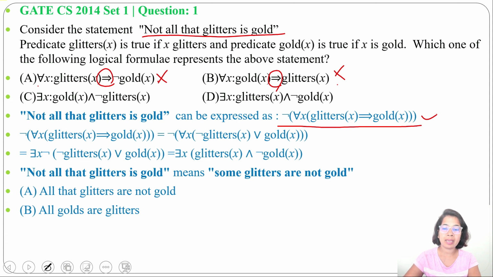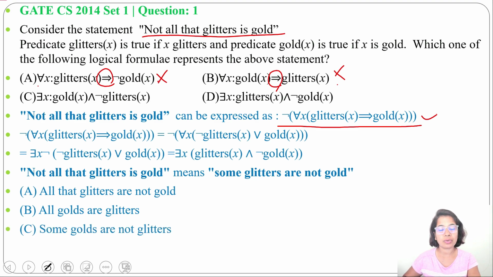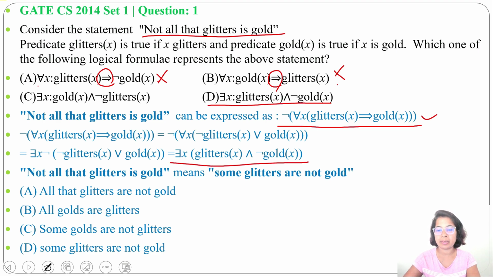So we try to simplify in AND format. Now check in AND, option C, there exist X, gold of X and negation of glitter of X. This means some golds are not glitter. Next option D, there exist X, glitter of X and negation of gold of X. So some glitters are not gold. And this is exactly same as we found after simplification. There exist X, glitter of X and negation of gold of X. So you can say not all that glitter is gold, or some glitters are not gold.